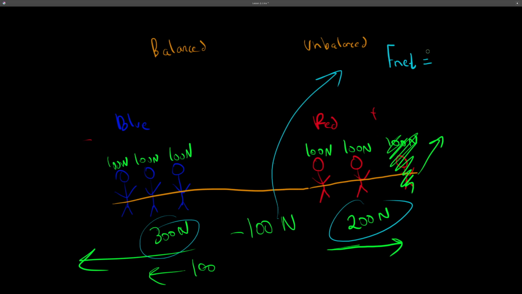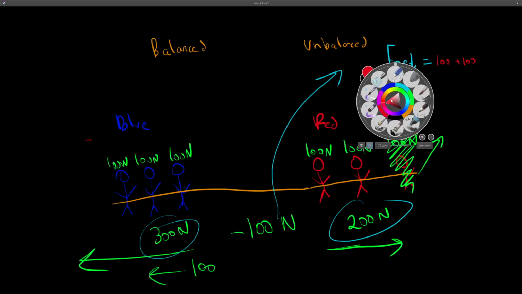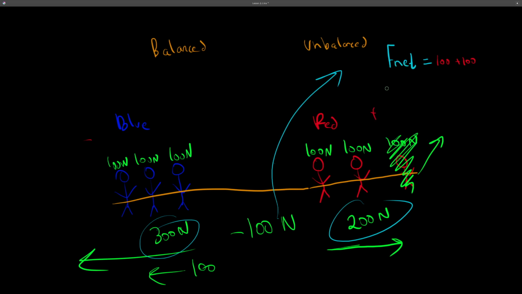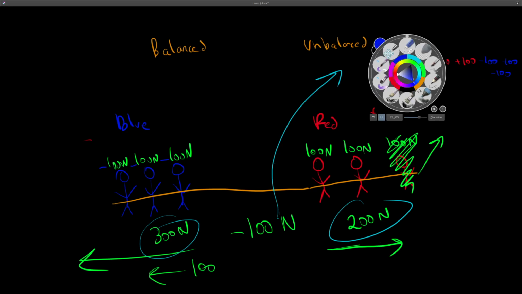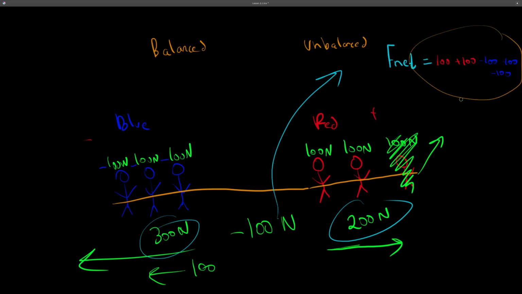So we add all the forces. So 100 newtons plus 100 newtons. And here we have minus, so we'll do it in blue here. Since it's negative, it's going to be minus. Each force here is going to go to the left side, so it's going to be negative. It'll be minus 100, minus 100, minus 100. And if you add all of this up, it's going to be equal to minus 100. And this is the entire net force. So the F net is going to be minus 100.